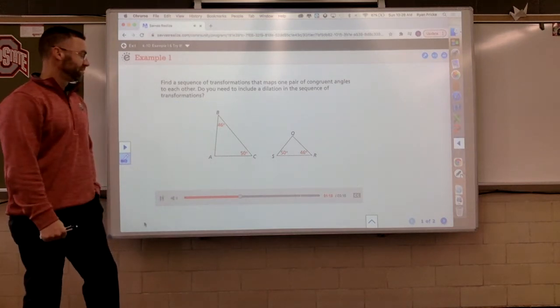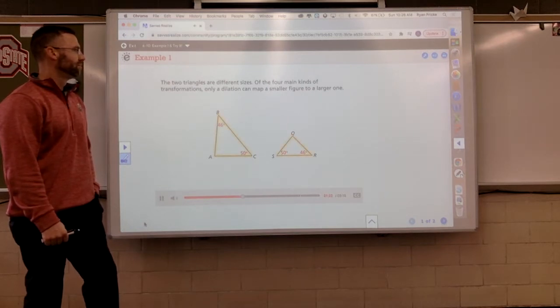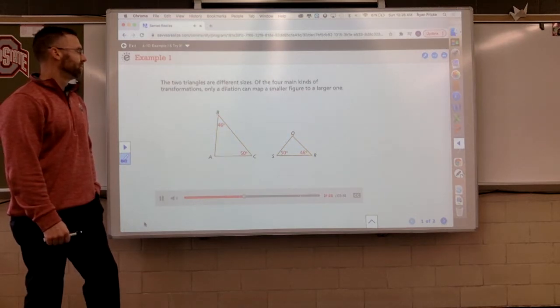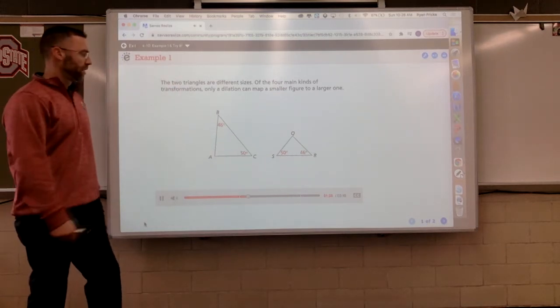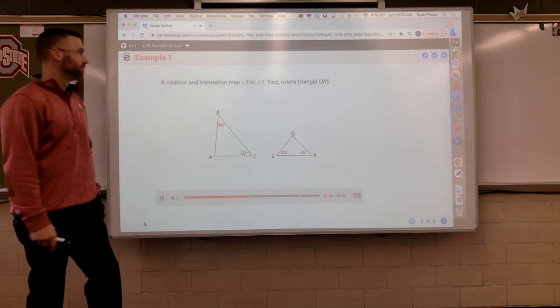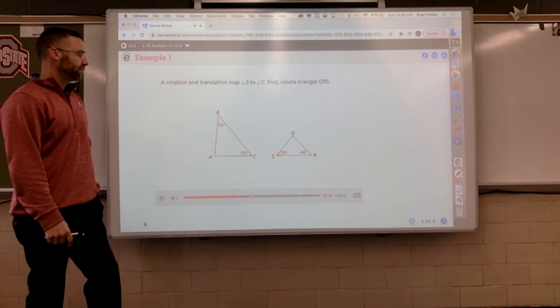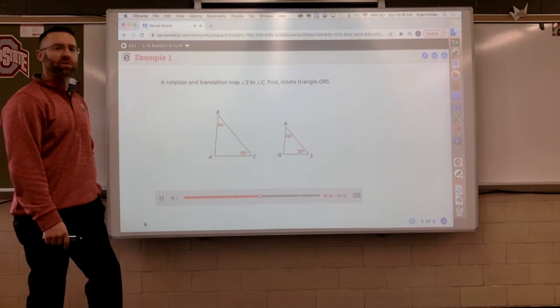Yes. The two triangles are different sizes. Of the four main kinds of transformations we know, only a dilation can map a smaller figure to a larger one. That's right, called an enlargement. A rotation and a translation map angle S to angle C. First, rotate triangle QRS. Notice that angle S and angle C are now in the same position in each triangle. Corresponding angles.